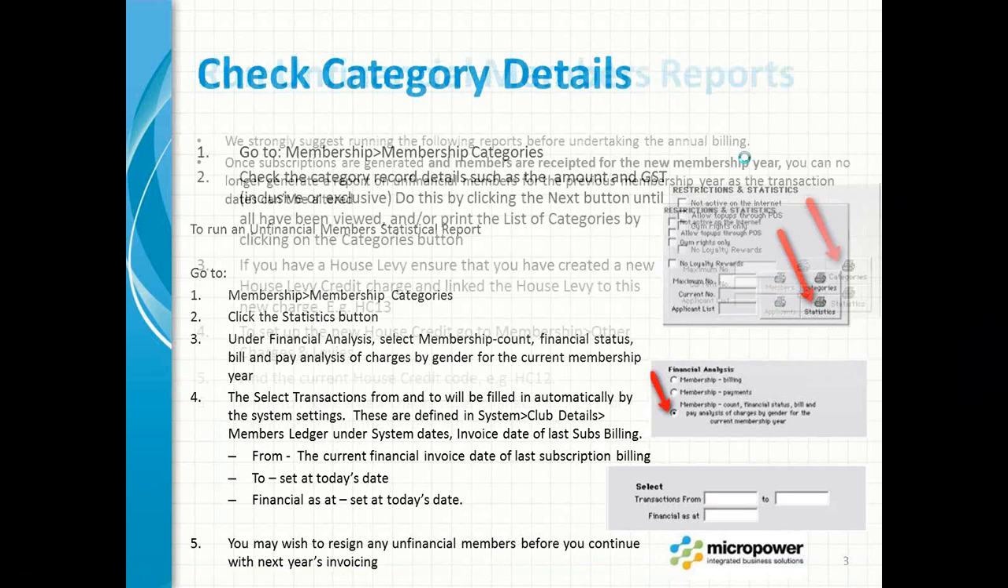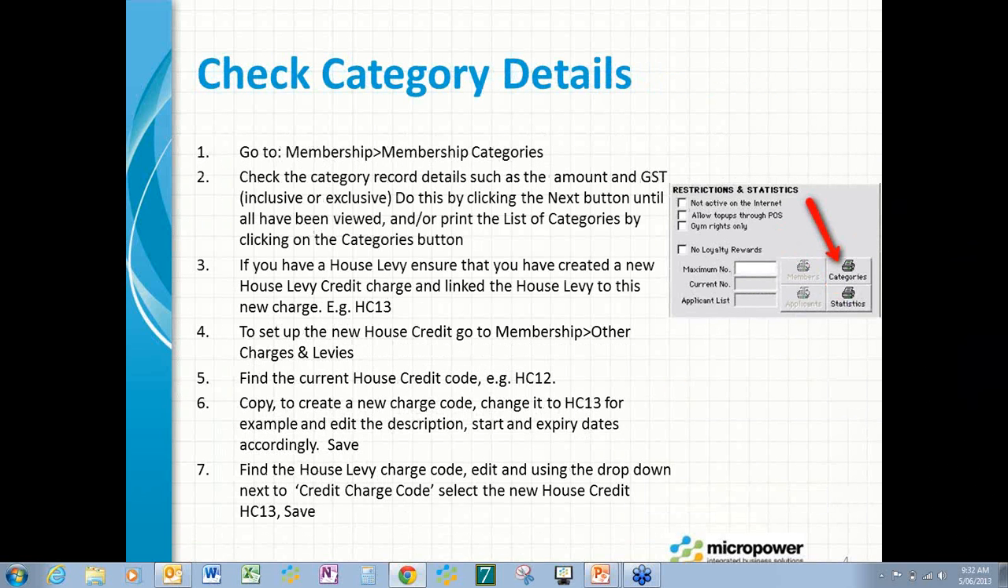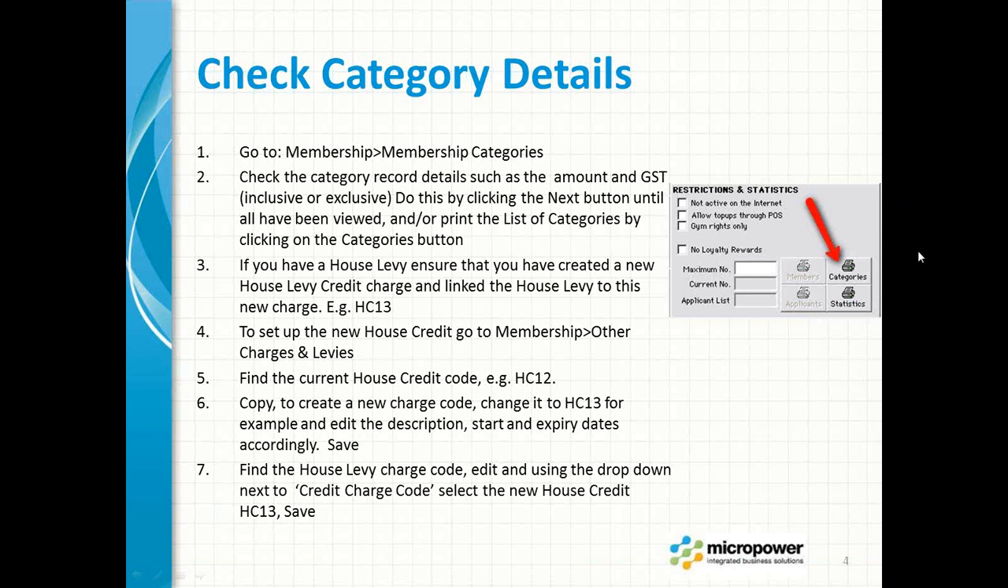So the next step, step number 2 in the process, is to check any category details. To do this, again, you just go to your membership category section, and you can check the record details, such as the amount of GST. You can do that just by clicking on the categories button there, selecting which charges or levies you want to do it on, and that'll give you an idea of all the different charge details that are available.